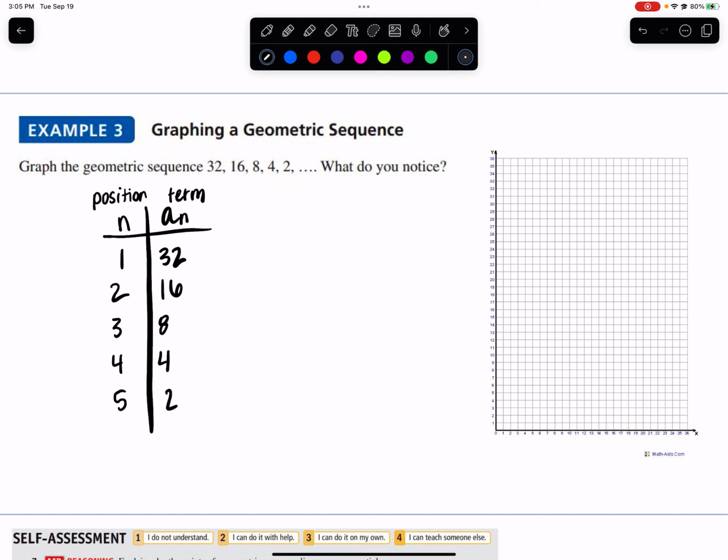So 1, 32; 2, 16; 3, 8; 4, 4; and 5, 2. And then what do you notice? So obviously this is not linear, right? We've got this really fast drop, and then they get a little closer. So hopefully you can connect that this is an exponential function. So it looks like an exponential function.